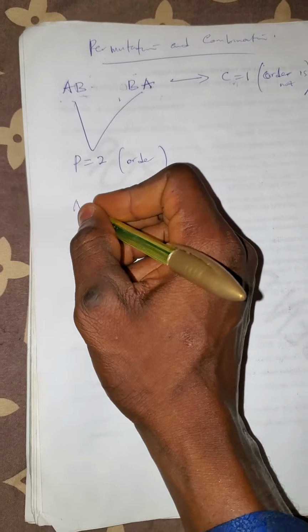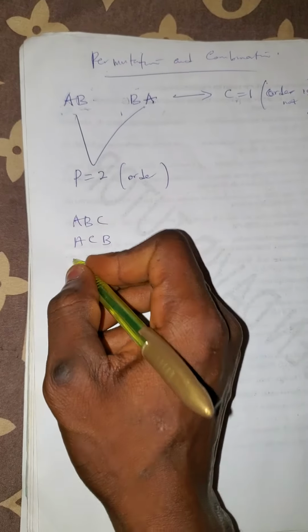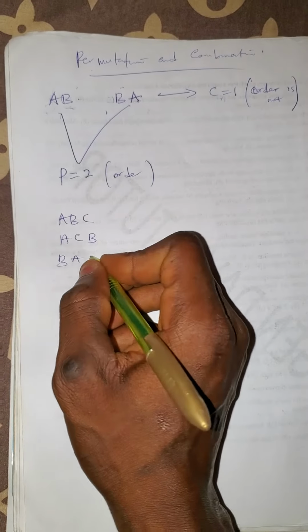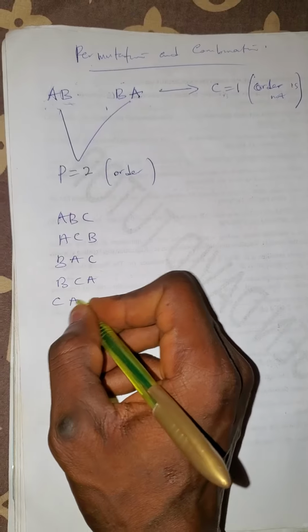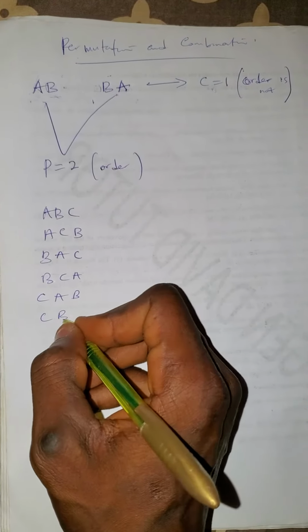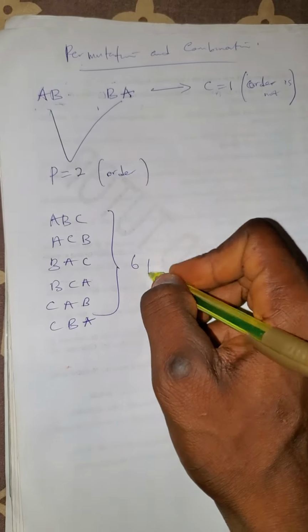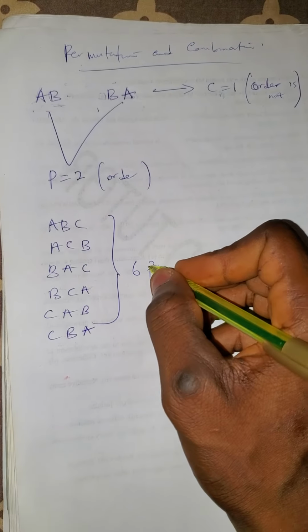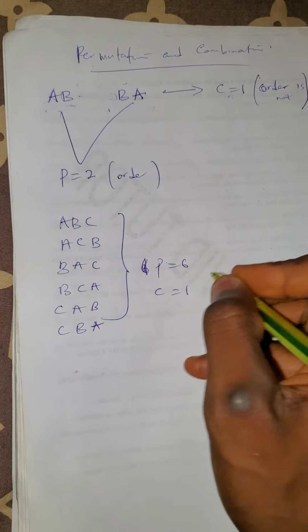Now, another example is if you have ABC, ACB, BAC, BCA, CAB, CBA. Now if you check, this one is 6 permutations. The permutation here is 6, but the combination here is 1.